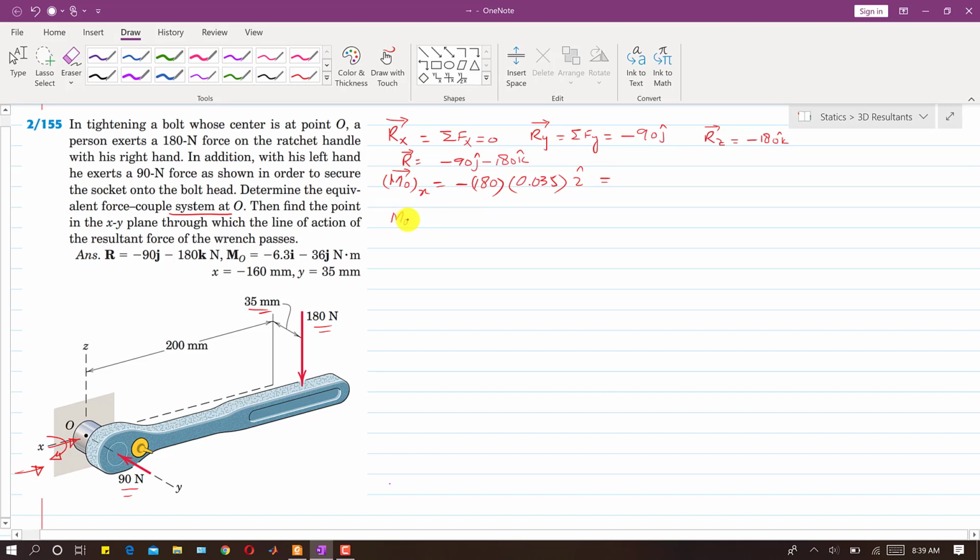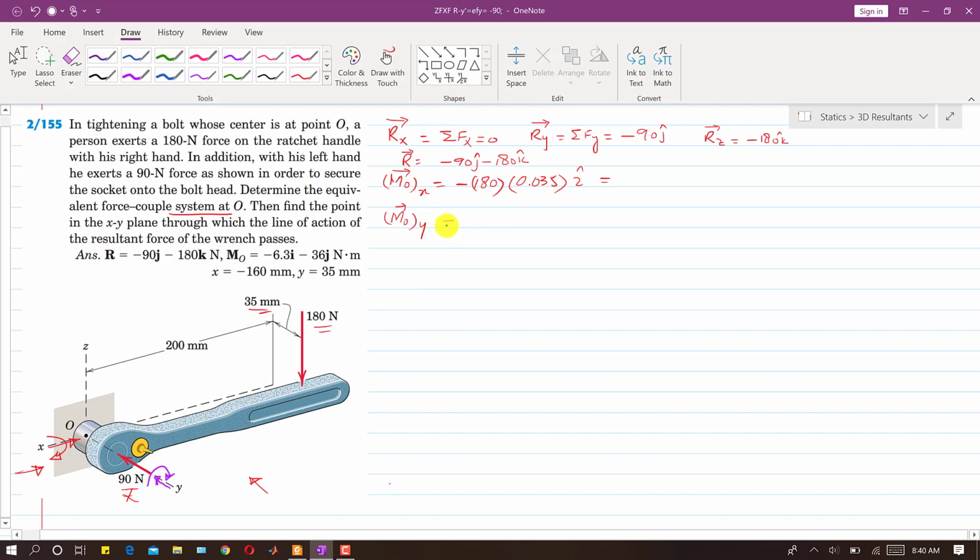Now to find the component of the moment along y, we will observe these forces from this direction. Right, since this 90 Newton force is again passing through point O and it is also parallel to the y-axis, it will not produce any moment about y. So only this 180 Newton force is producing the moment about y, and the direction of that moment is like this, right? And if we curl our right hand fingers in this direction, the thumb will point out in the negative y direction, right?